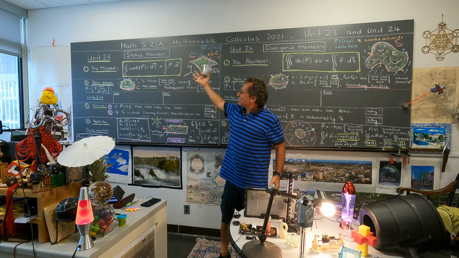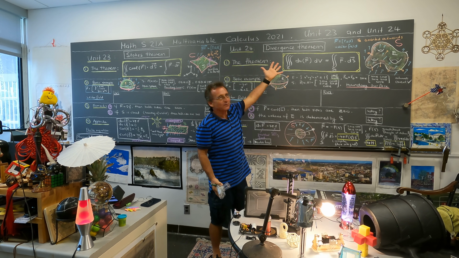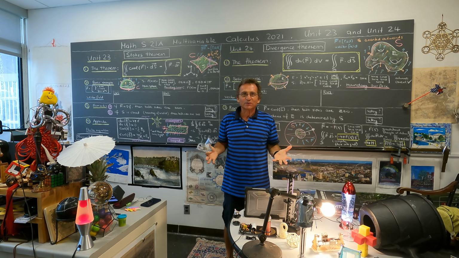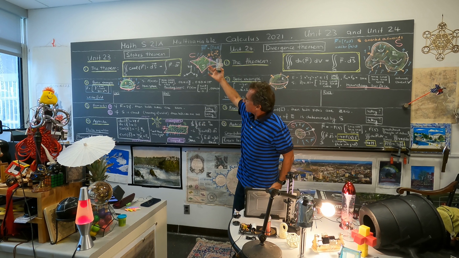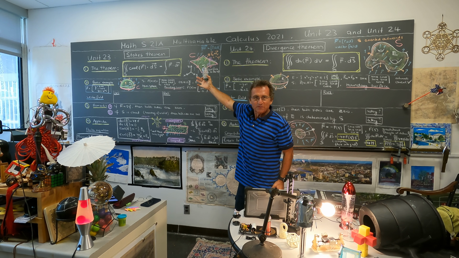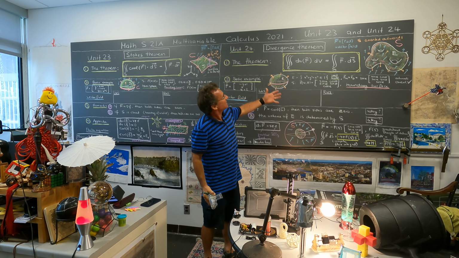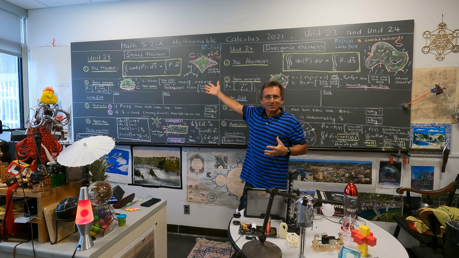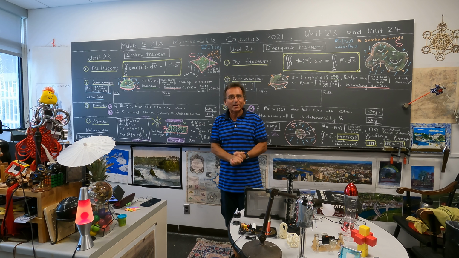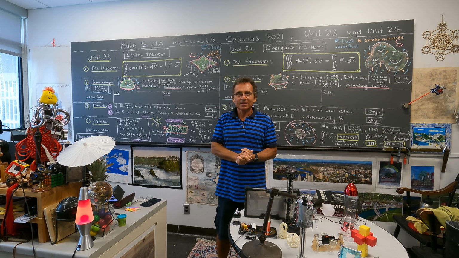Welcome to Unit 23 and 24. This is the highlight of the course, the culmination of everything we have done so far. We have two theorems. The first theorem is Stokes' Theorem. The second theorem is the Divergence Theorem. Let's start with Unit 23, Stokes' Theorem.